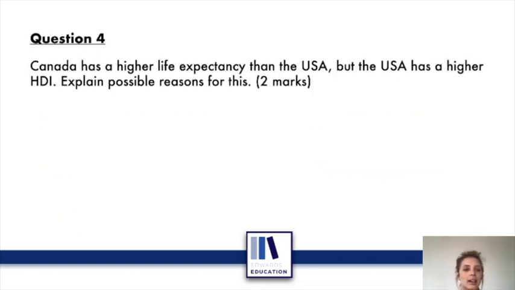Question 4, Canada has a higher life expectancy than the USA, but the USA has a higher HDI. Explain possible reasons for this. This is a really common question. What they're saying to you is how can they have one of the indicators high, but then the country has a lower HDI overall? The reason for that is we know there's another 3 indicators used in creating the HDI. So those are likely to be lower, or some of them, not necessarily all of them. And you're just simply suggesting that.